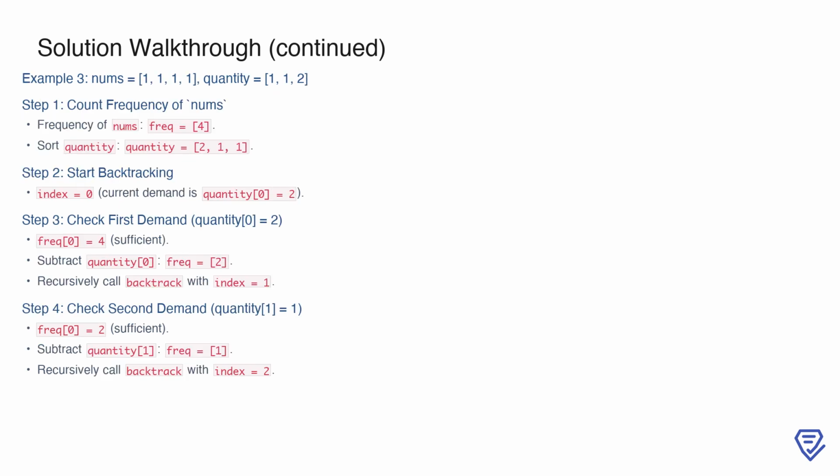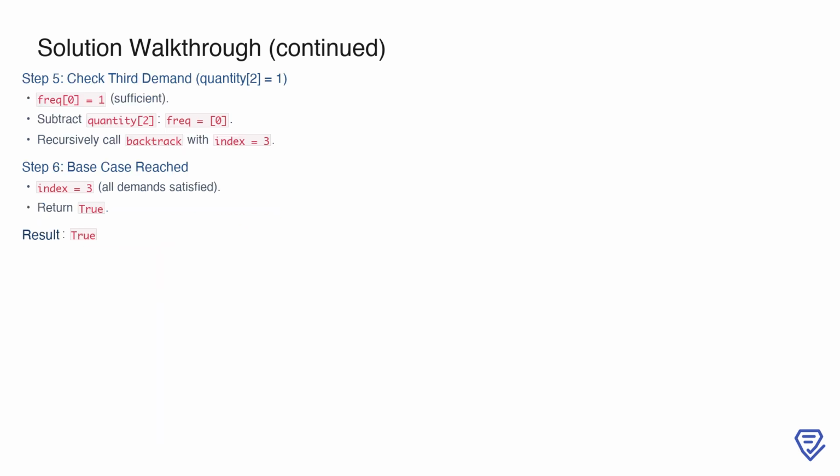In the third example, nums is [1, 1, 1, 1], and quantity is [1, 1, 2]. First, we calculate the frequency of nums, resulting in frequency equals [4]. We then sort the quantity array into descending order, which gives quantity equals [2, 1, 1]. Starting backtracking at index equals 0, we focus on the first demand, quantity[0] equals 2. Since frequency[0] equals 4 is sufficient, we subtract quantity[0] from frequency[0], leaving frequency as [2]. We then make a recursive call to backtrack with index incremented to 1.